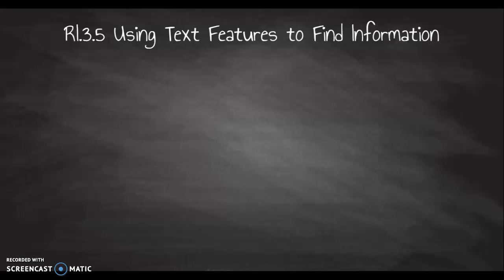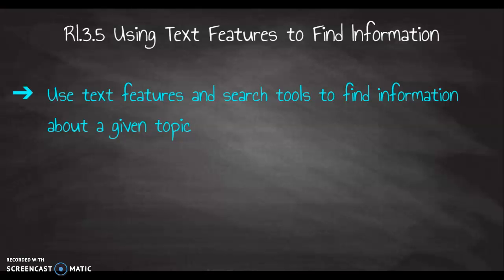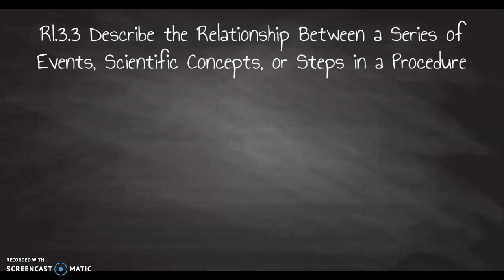RI 3.5 will be using text features to find information. So students will be using text features and search tools to find information about a given topic. RI 3.3 is the last standard for the second 9 weeks that will be introduced. And this will be to describe the relationship between a series of events, scientific concepts, or steps in a procedure. This will deal with time, sequence, and cause and effect order.